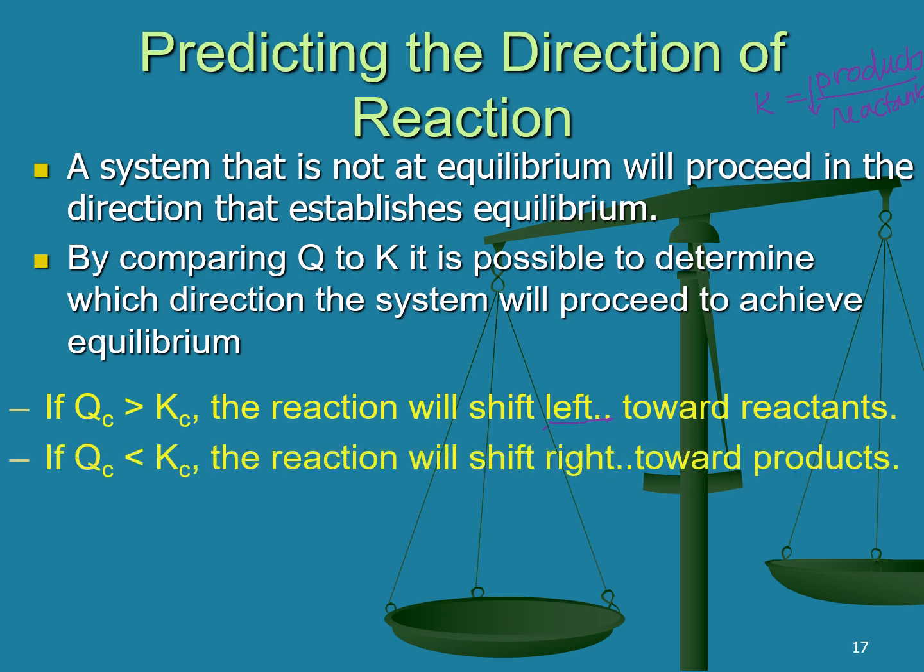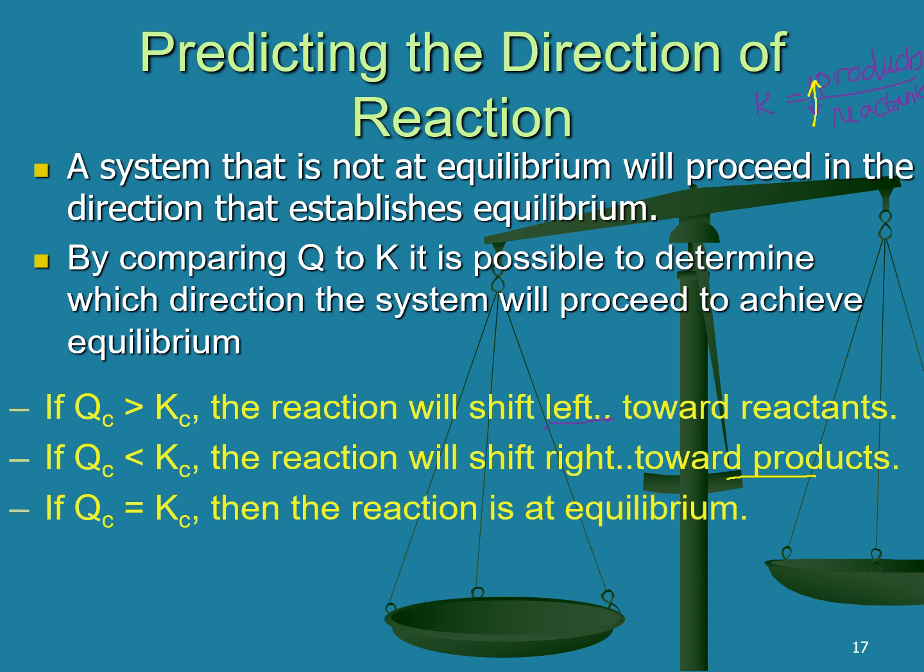If Qc is less than Kc, then that's the opposite. In order to get to K, Q has to get bigger. To get bigger, we have to increase the numerator. So that means we have to make more products, which means the reaction has to go right toward products. And of course, if Q equals K, then we already know we're at equilibrium.